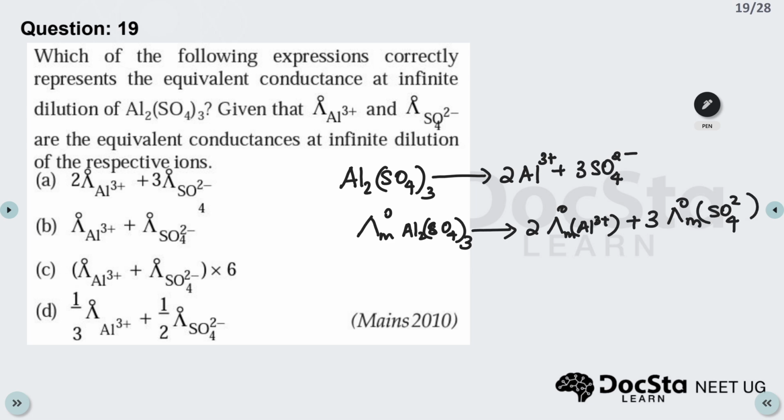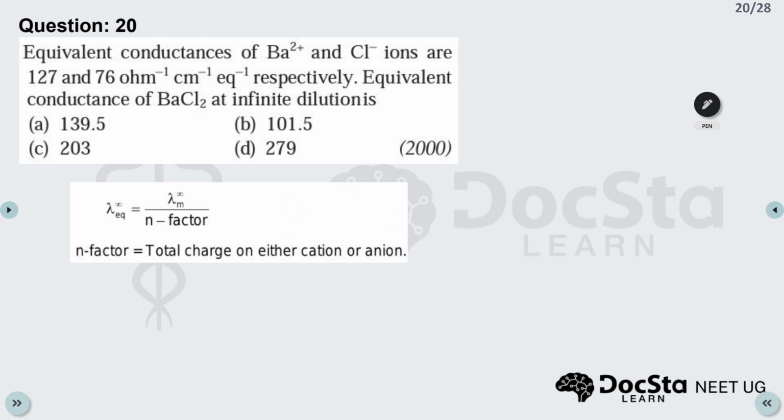അപ്പോൾ ഇതാണ് കറക്റ്റ് എക്സ്പ്രഷൻ. 2 into Al3 plus plus 3 into SO4 2 minus. So the correct answer is option A. Now the next question is equivalent conductance of Ba2 plus and Cl minus ions are 127 and 76 respectively. Equivalent conductance of barium chloride at infinite dilution.